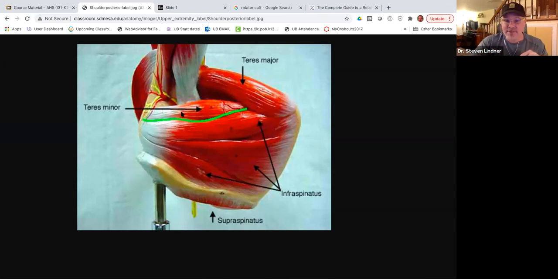So whatever teres minor does, teres major has to do the opposite if they're on opposite sides of the bone. So if teres minor is an external rotator of the shoulder, what is teres major? An internal rotator of the shoulder, as is the subscapularis. Okay? Plus, the supraspinatus originates on the supraspinous fossa. The infraspinatus originates on the infraspinous fossa. And the subscapularis, which is on the other side, originates on the subscapular fossa.